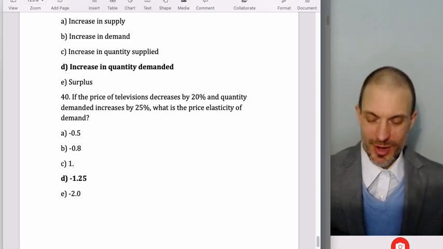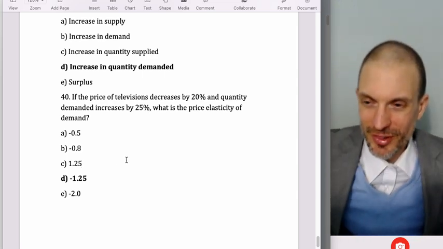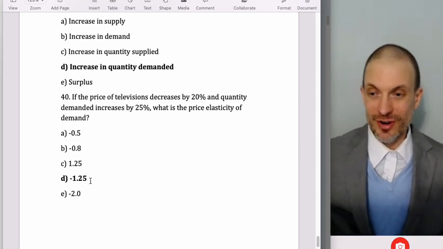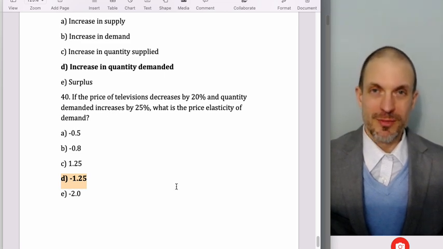I'm going to erase this right away because I don't like this on my exams. But you very well might encounter something like this, and then, yeah, no, the correct answer is this one, because it was a price decrease and a quantity demanded increase.